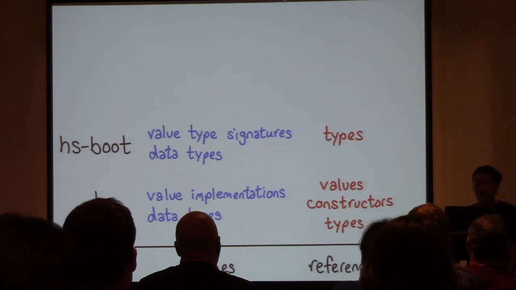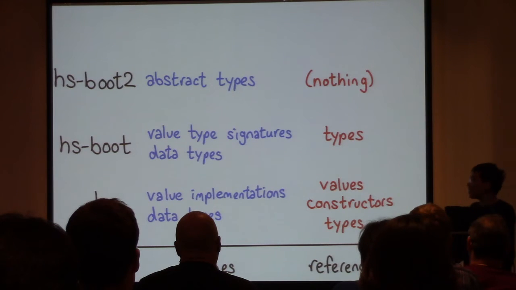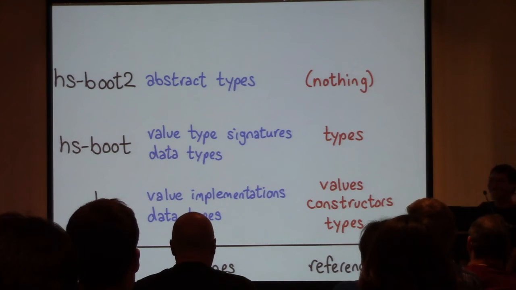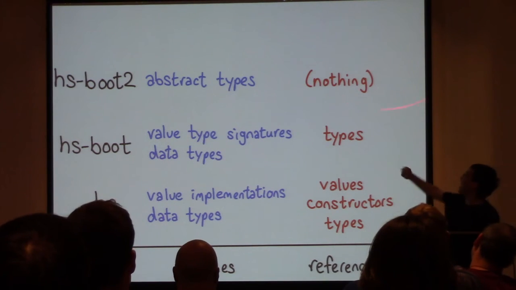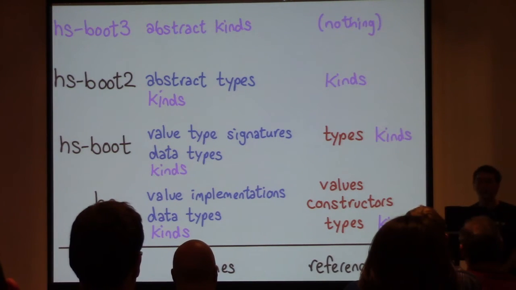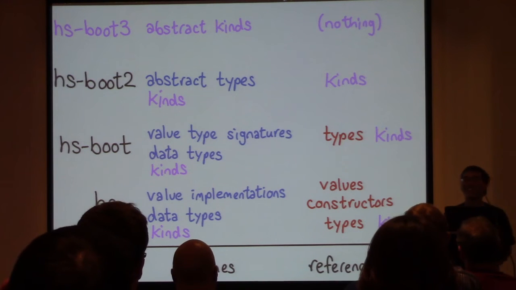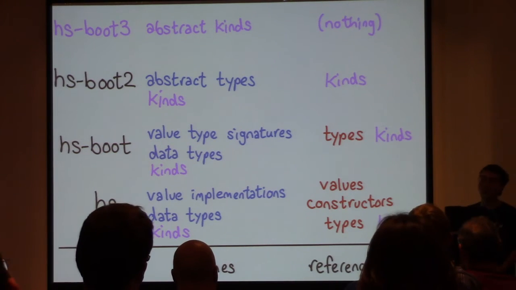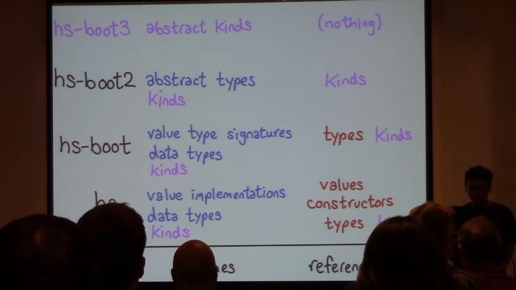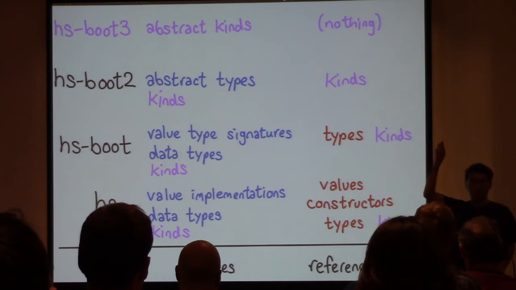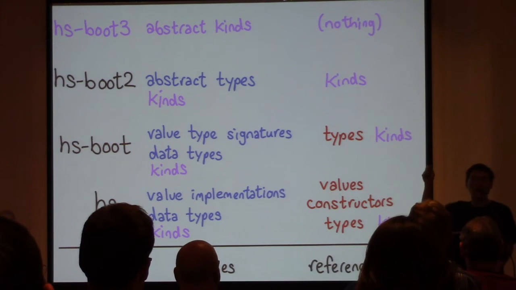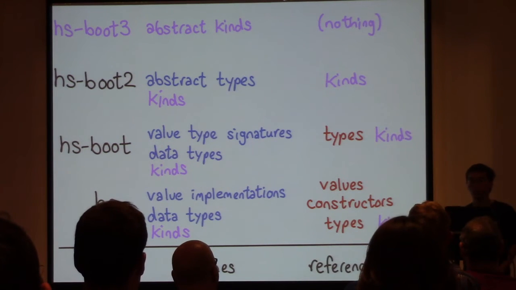So the way that we can break this Gordian knot is by introducing another level of hsboot files, which only defines abstract types, and these abstract types refer to nothing. Of course, if you're someone who uses kinds, you'll need a third level for abstract kinds. But the point is that if you go up far enough in this hierarchy, you will not have any more references, and the import problem goes away.